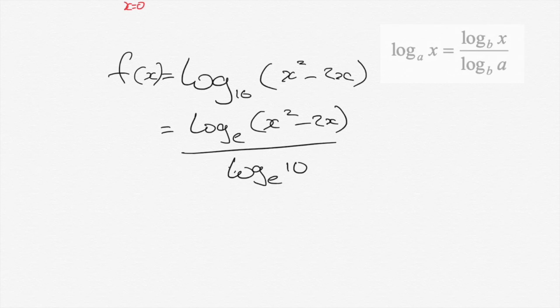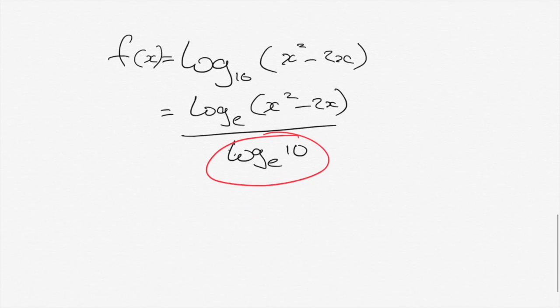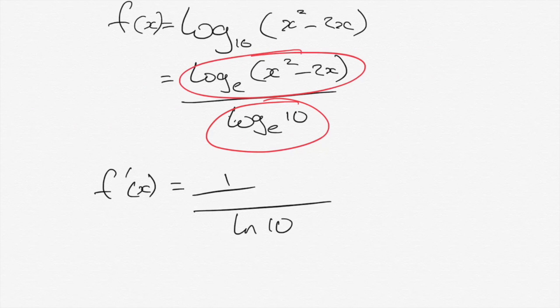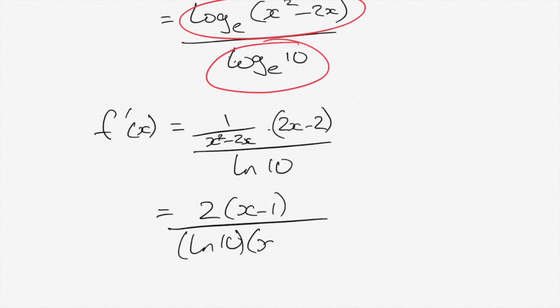You might think we can't do anything because we can't handle division of functions yet when finding the derivative, but don't forget that ln 10 is a constant, just like 2 or pi or e. It's not a variable, so we can find the derivative of the top and just keep ln 10 on the bottom. So the derivative of the top is going to be 1 over x squared minus 2x multiplied by 2x minus 2. Putting all this together gives us 2 lots of x minus 1 over ln 10 times x squared minus 2x.